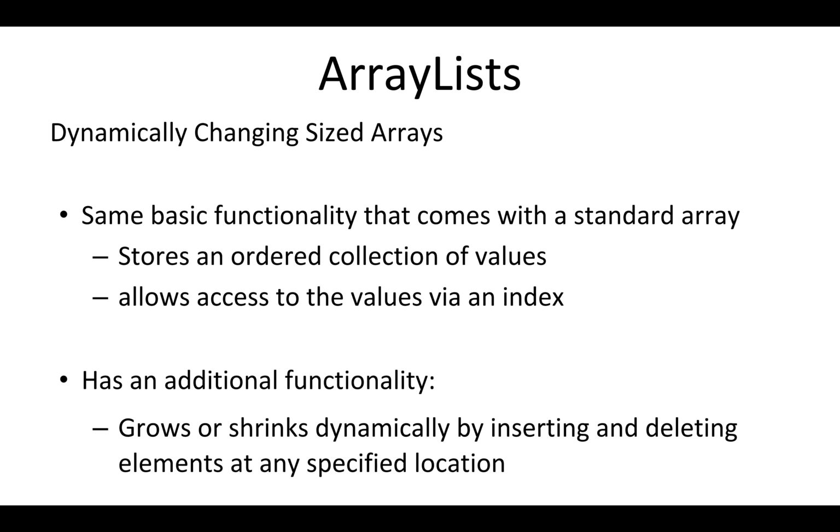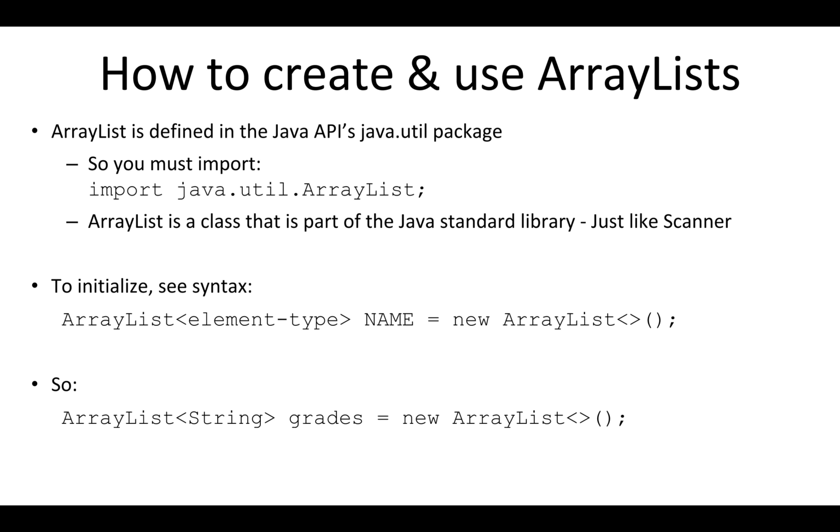It is an ordered collection of values. So every value in the ArrayList is at a specific index. The index, of course, starts at 0, like everything in Java, and it ends at n-1 if there are n elements in the ArrayList. The advantage of an ArrayList, however, is that it grows or shrinks based on how many elements you add or delete from it. So how do we create an ArrayList?